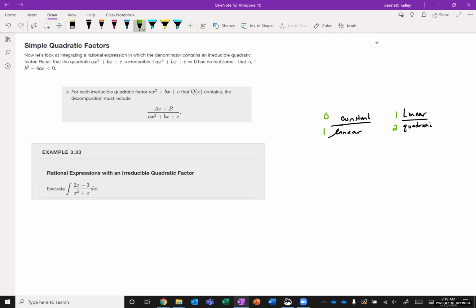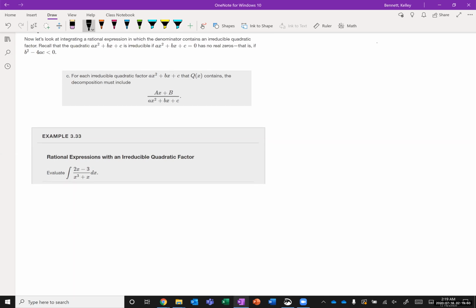Similarly, it's 2 to 1, right? So it kind of makes sense for us that if we have an irreducible quadratic, the numerator should be a linear instead of a constant. Again, not including repeated. So for this guy, I've got a cubic. I know I can reduce that a little bit. So I'm going to get 2x minus 3 over x times x squared plus 1.